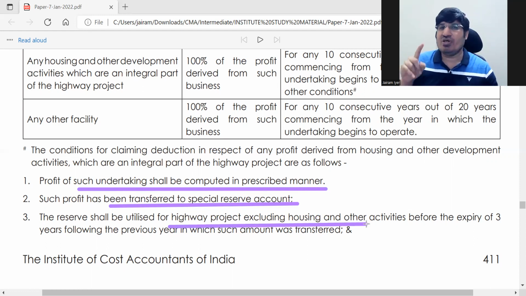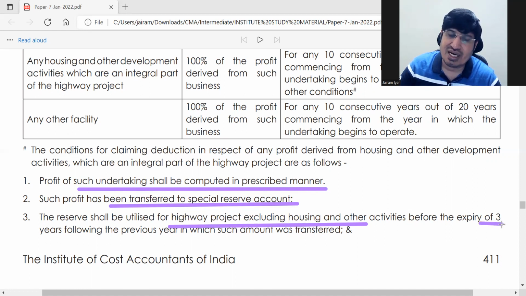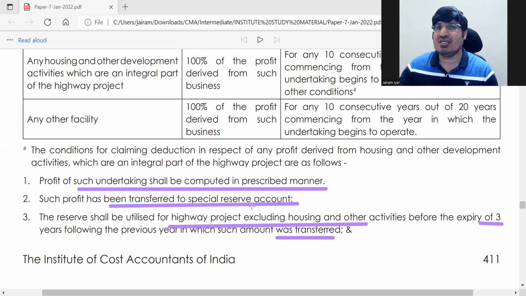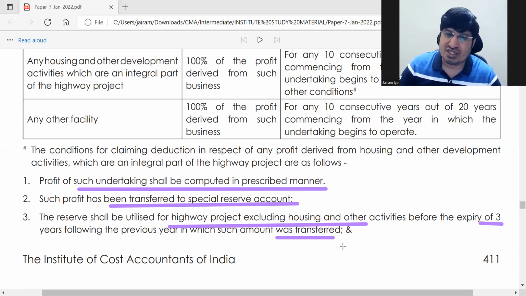So this is a combination of two things, right? One is highway, the second is the housing project. So here you exclude housing. Excluding housing, you have to use that profit amount for the highway project. And that should be used fully within 3 years after the end of the year in which you have transferred the amount to the special reserve account. From that point, within 3 years, you should have used this profit for the highway project. Then you will get the complete deduction. This is the condition for this.